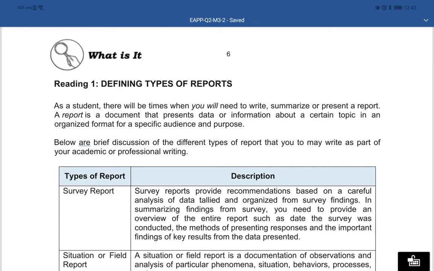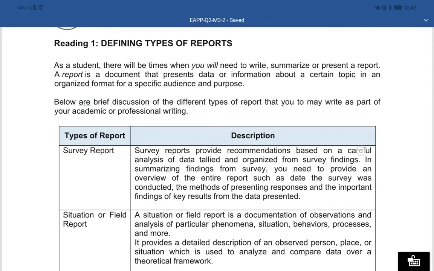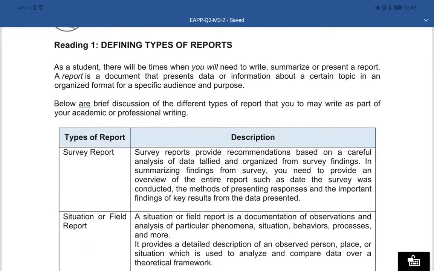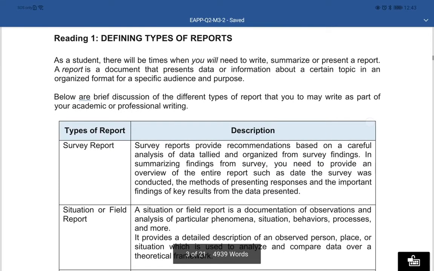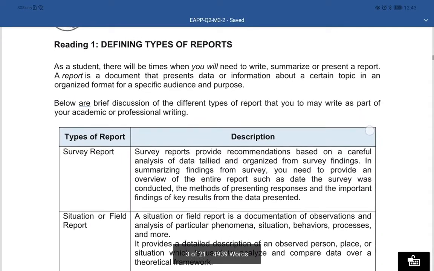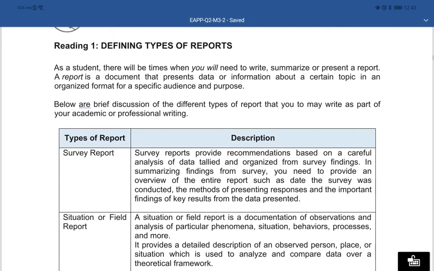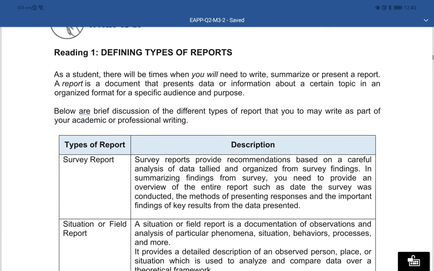What is it? So, reading 1, defining types of reports. We have actually discussed different kinds of reports during our second module, and those are about the formal, informal, internal, external, and other kinds of report. But this time, we'll be dealing with types of reports depending on what kind of report they are. Okay, let's begin. As a student, there will be times when you will need to write, summarize, or present a report. A report is a document that presents data or information about a certain topic in an organized format or for a specific audience and purpose.